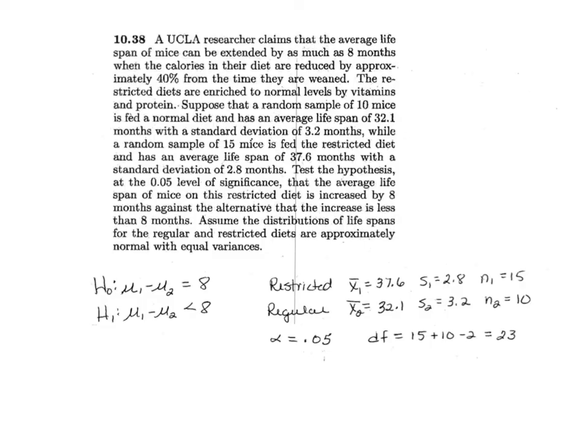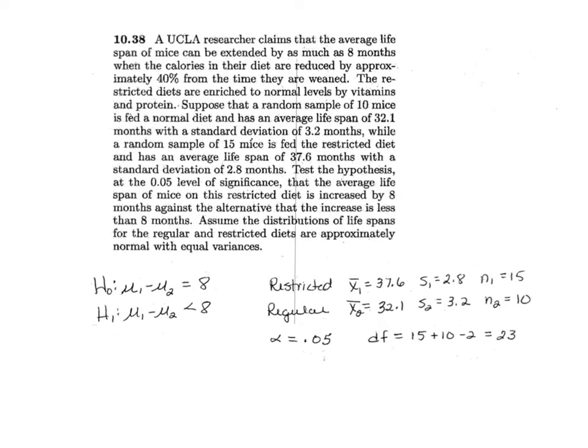All right, the next problem, 10.38. A UCLA researcher claims that the average lifespan of mice can be extended by as much as 8 months when the calories in their diet are reduced by approximately 40% from the time they were weaned. The restricted diets are enriched to normal levels by vitamins and proteins. Suppose that a random sample of 10 mice is fed a normal diet and has an average lifespan of 32.1 months with a standard deviation of 3.2 months, while a sample size of 15 mice is fed the restricted diet and has an average lifespan of 37.6 months with a standard deviation of 2.8 months.